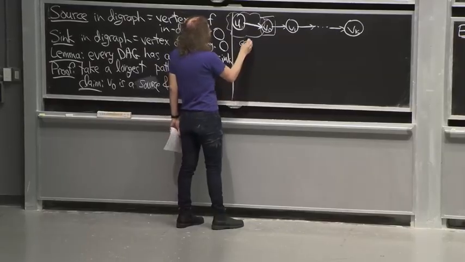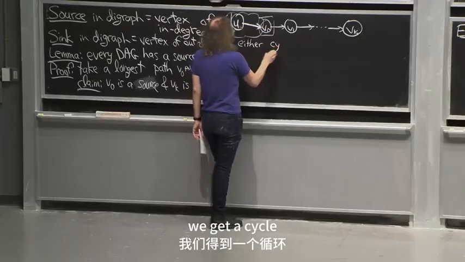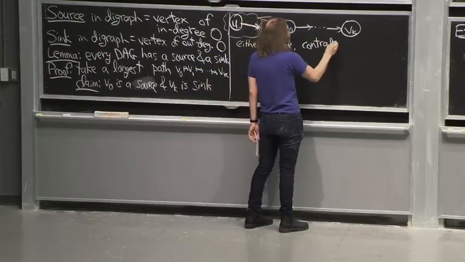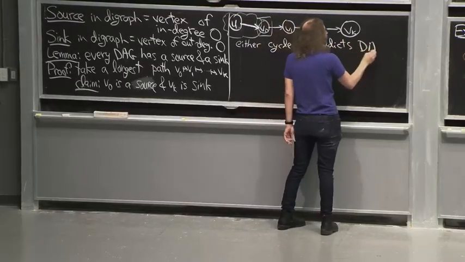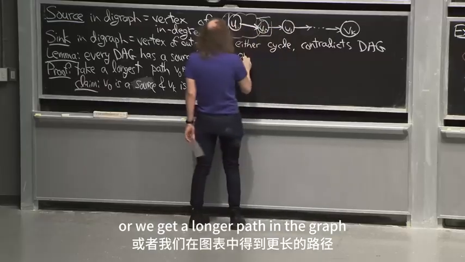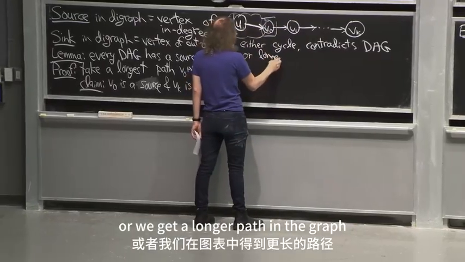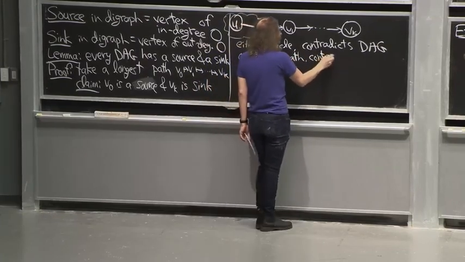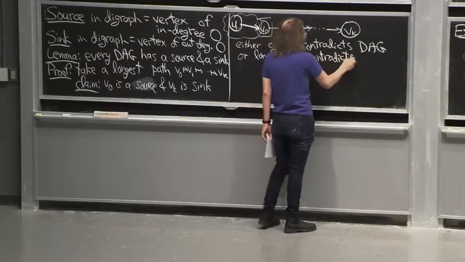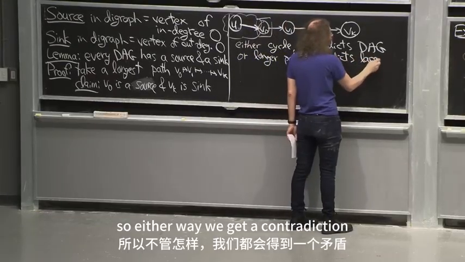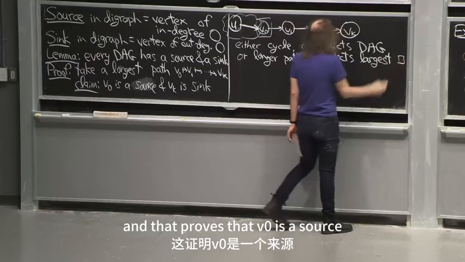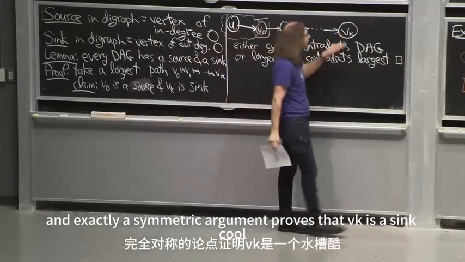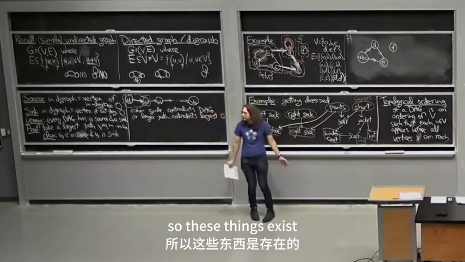So either we get a cycle, which contradicts that we're a DAG, or we get a longer path in the graph, which contradicts that we were longest. So either way, we get a contradiction, and that proves that v0 is a source, and exactly a symmetric argument proves that vk is a sink. Cool. So these things exist.